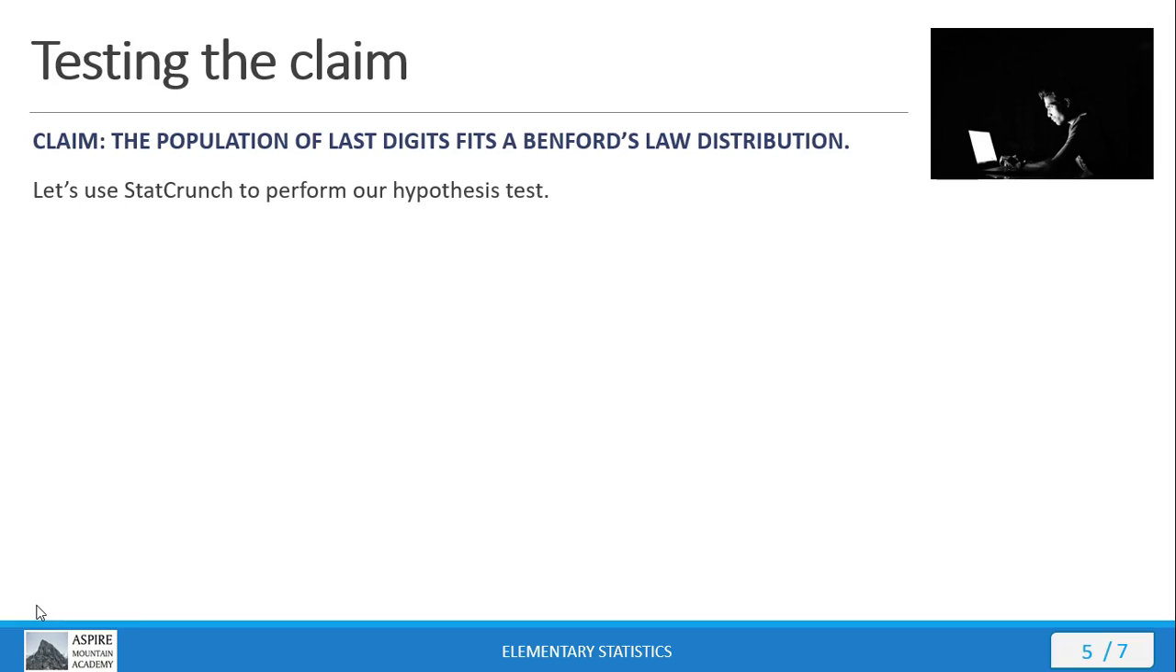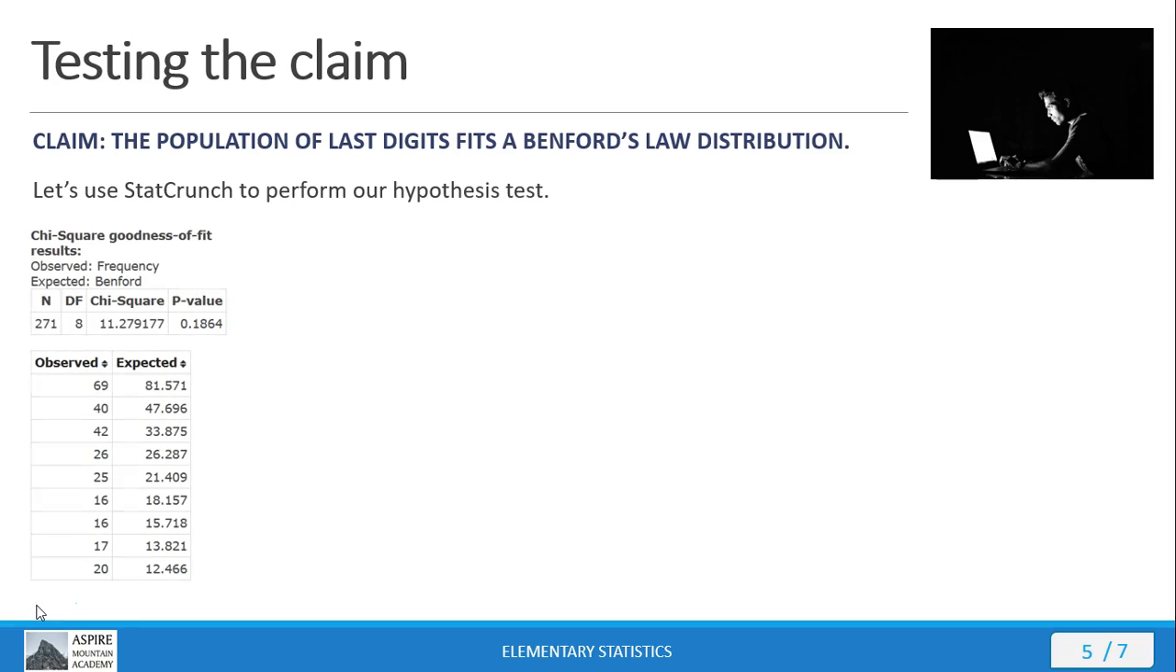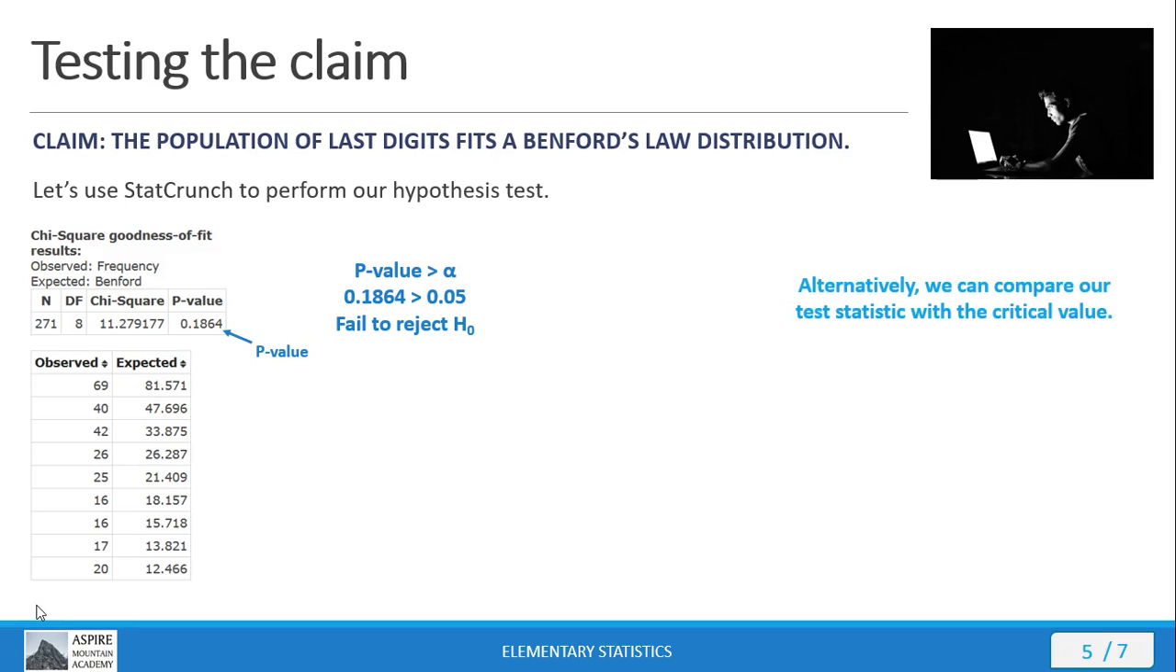Let's use StatCrunch to perform our hypothesis test. We put the data into StatCrunch and we go through the options like we described in the previous mini lecture, and look at what we get here. We get a test statistic and a p-value. We can use either one to resolve our test. If we use the p-value, it's the value here at the end of the table, and comparing that with 5%, we see that we're greater than 5%, so we're outside the region of rejection. Therefore, we fail to reject the null hypothesis.